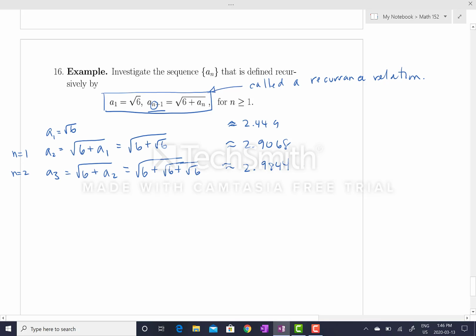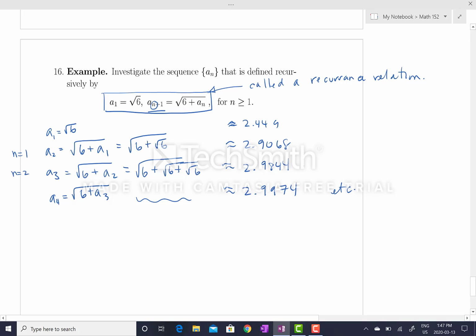Okay, one final one, we'll calculate a4. a4 will be the square root of 6 plus a3. We have calculated a3. Why don't you fill this in, and then check yourself using this number here, 2.9974. Okay, we can just keep going, etc.